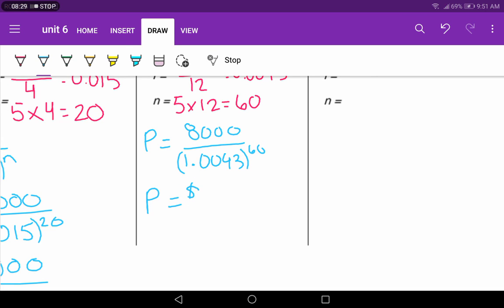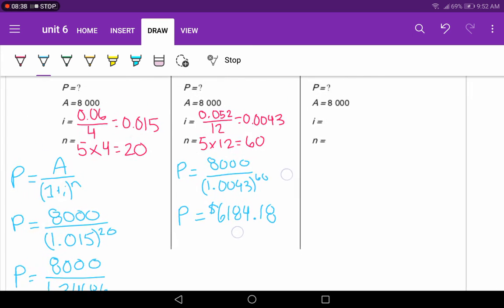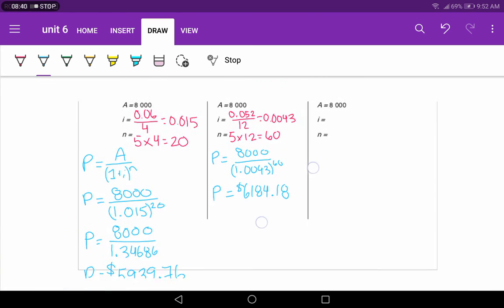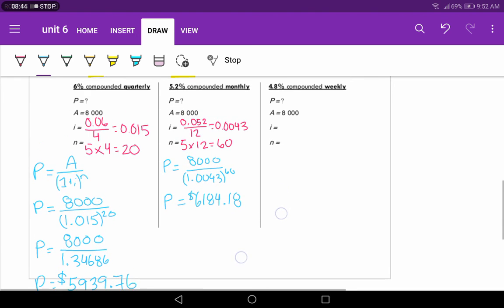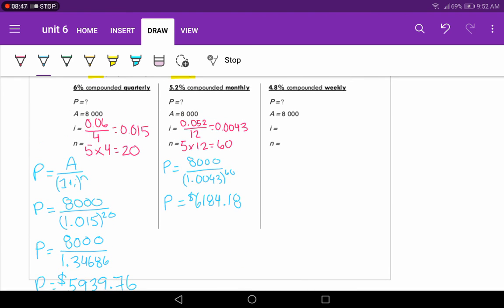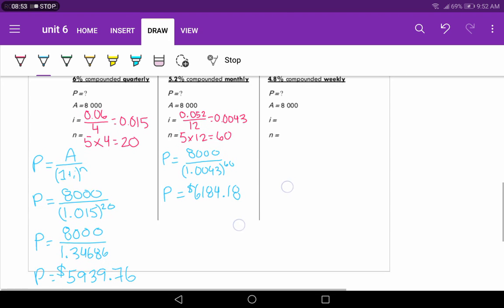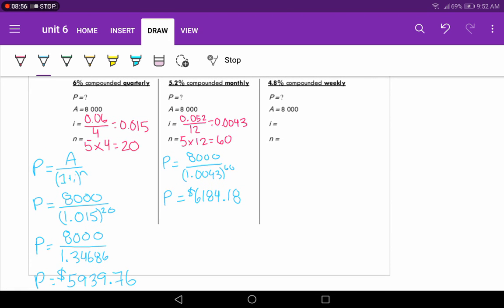Okay, so that means we would have to invest $8,184.18. So let's just compare that to the first one. Even though we have more compounding periods, we can see that because our percent was higher in the first one, that was actually a better situation for us, right?